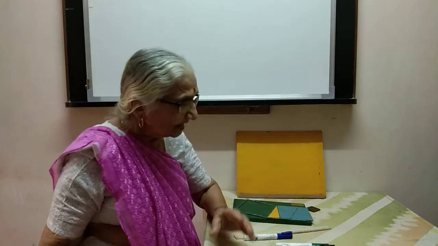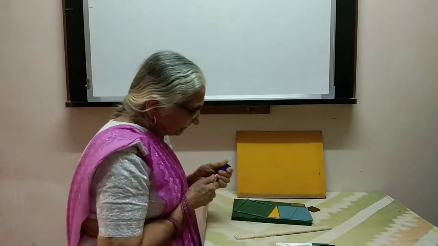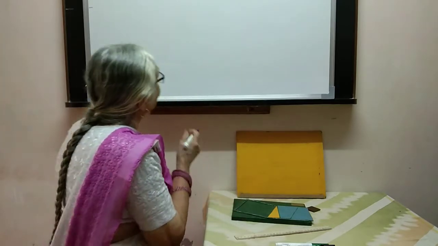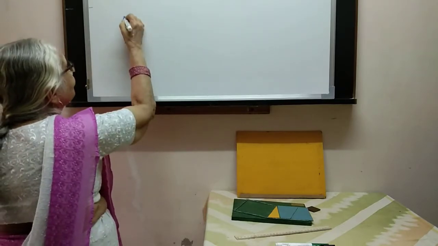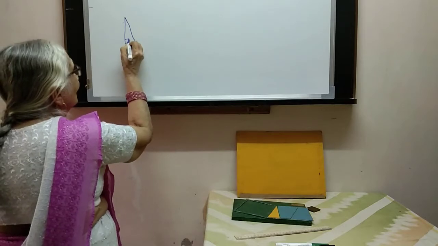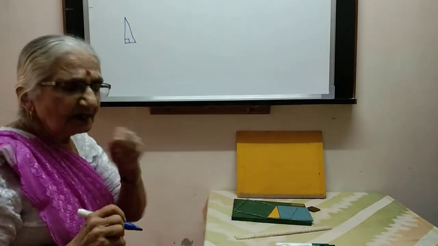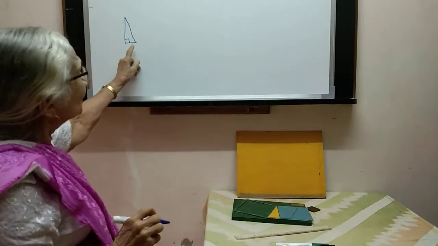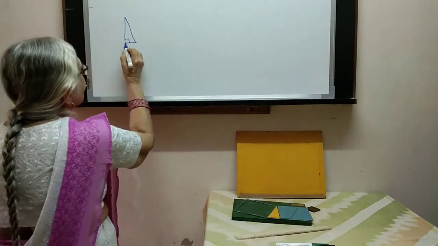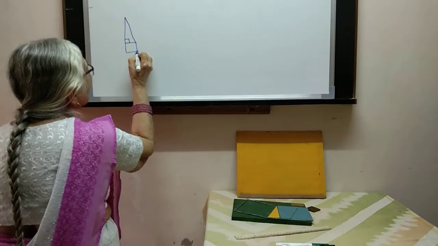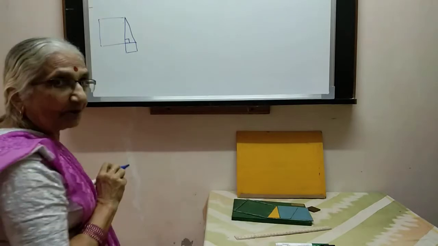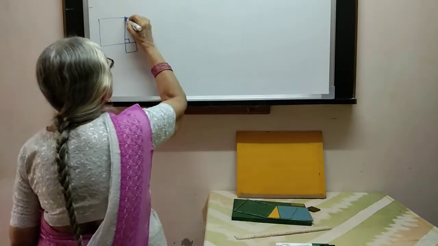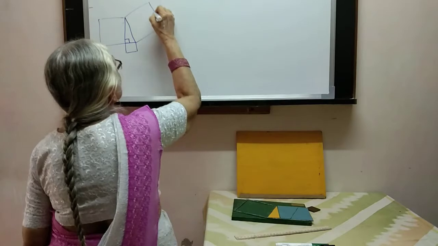Let's see now. We first make sure that we recall the result of Pythagoras. The theorem of Pythagoras says that if you have a right triangle, the sum of the squares on the two sides that form the right angle is equal to the square on the hypotenuse.